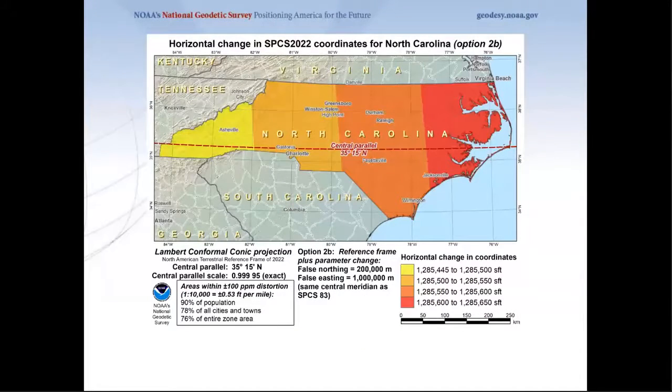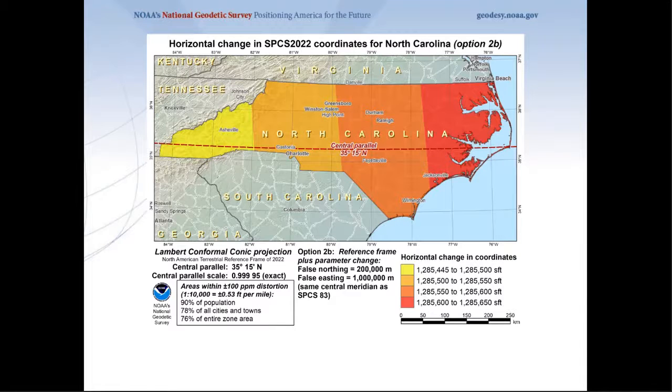And this is just a graph. So where the difference comes in is that we're changing our parameters from our current system to our new system. Currently, our false northing with our current state plane coordinate system is 0 meters. As you see, the new one will have a false northing of 200,000 meters. And our current false easting is 2 million feet, and so the new will be 1 million meters. So this is where you'll see the large mathematical differences because of the change in the false northing and false easting. We're really the only state when we went from NAD 27 to NAD 83 that did not change the false easting.